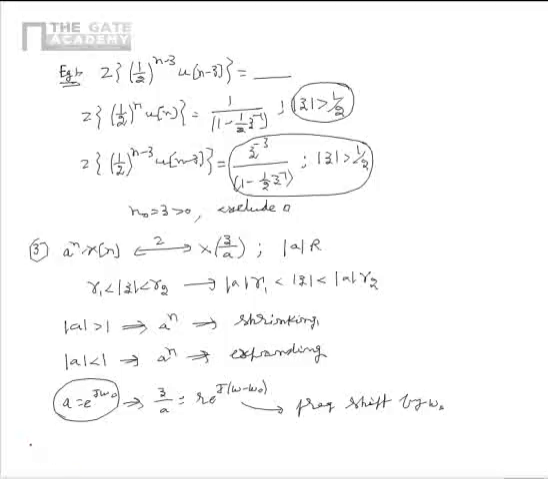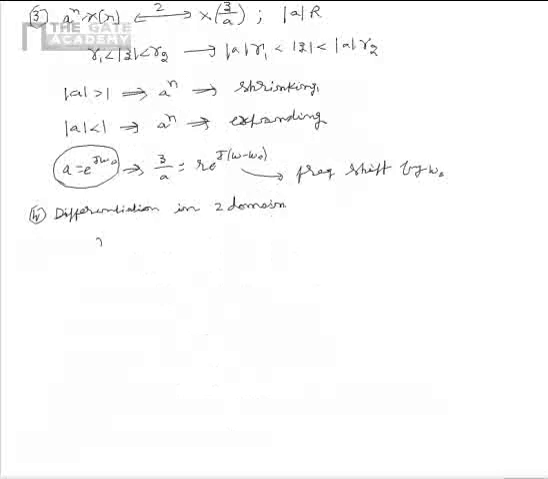Now let us consider another property of Z transforms, that is differentiation in Z domain. That is, if Z transform of x of n is x of z along with an ROC of r, Z transform of n into x of n is minus z into d by dz of x of z, and the ROC would remain as r itself.